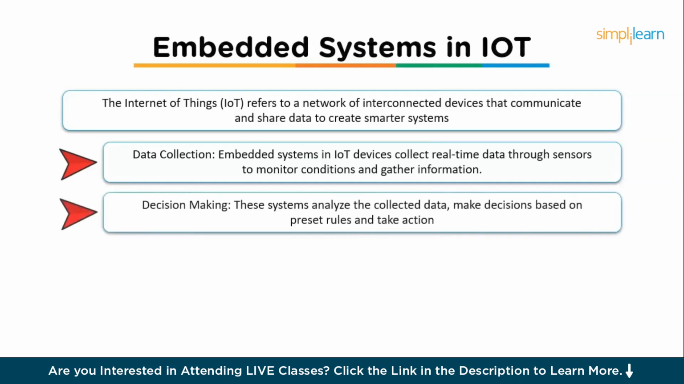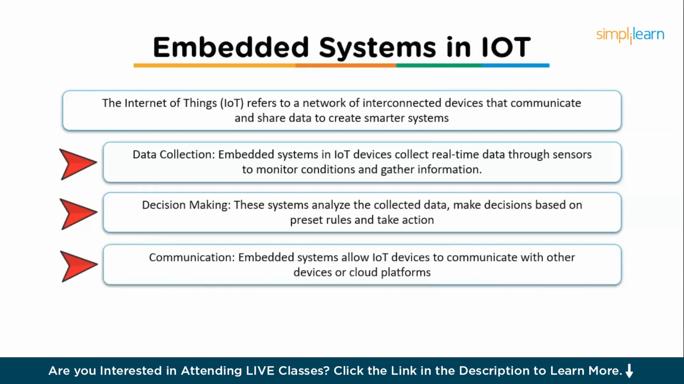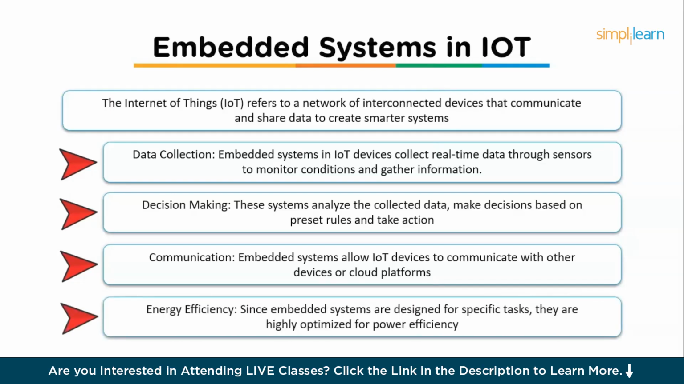Then we have decision making. These systems analyze the collected data, make decisions based on preset rules or algorithms, and take actions such as turning on a light or adjusting a thermostat. Then we have communication. Embedded systems allow IoT devices to communicate with each other and with cloud platforms. This connectivity enables devices to share data, receive updates, or send commands. Then we have energy efficiency. Since embedded systems are designed for specific tasks, they are highly optimized for power efficiency, ensuring that IoT devices can run for longer periods without draining much energy.